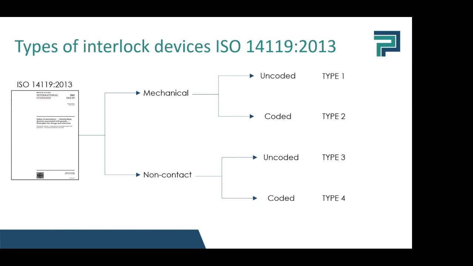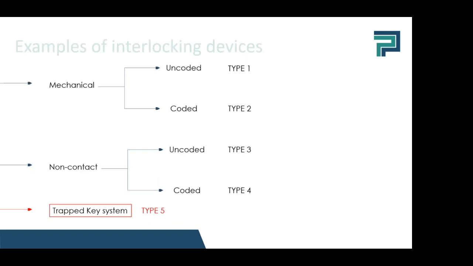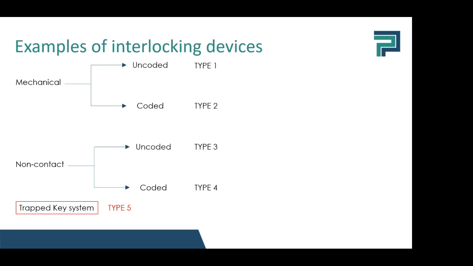Now, in the new standard, the red meaning the new standard, there is a 5th type of interlocking device introduced, and maybe you've guessed it, but these are the trapped key systems. So from now on, we have 5 types of interlocking devices. To give you some feeling for the types of interlocking devices, I will provide some examples.